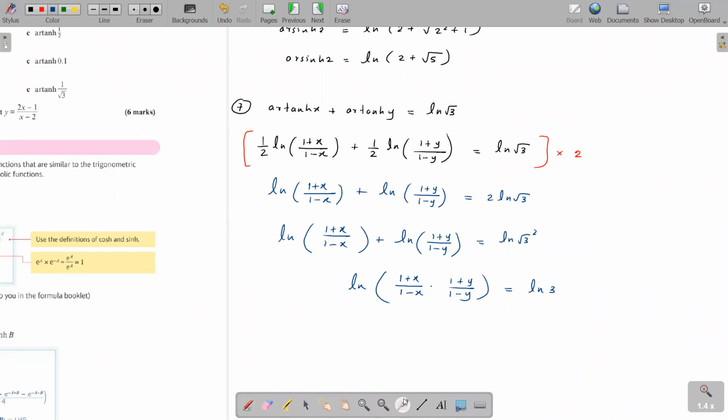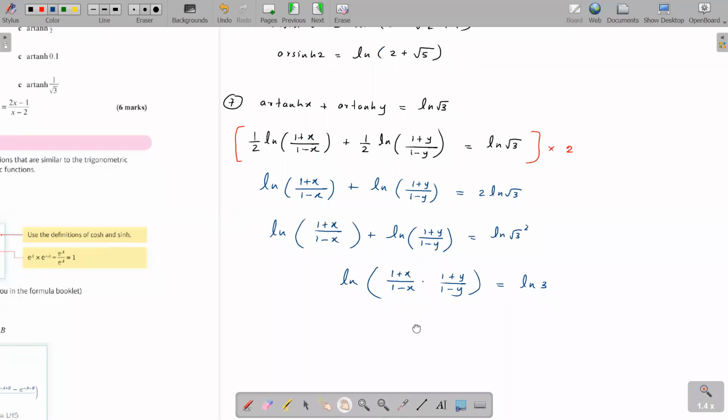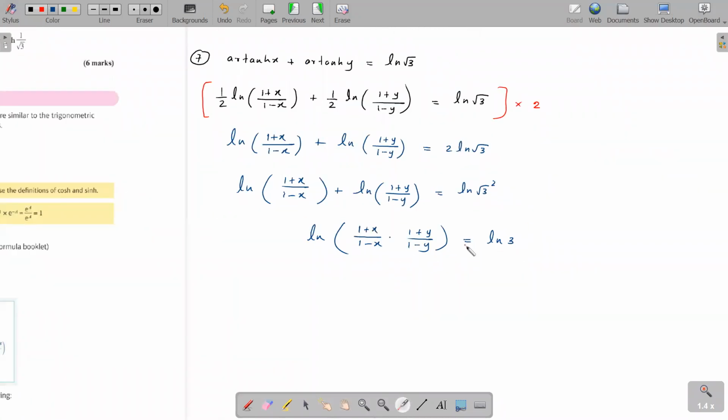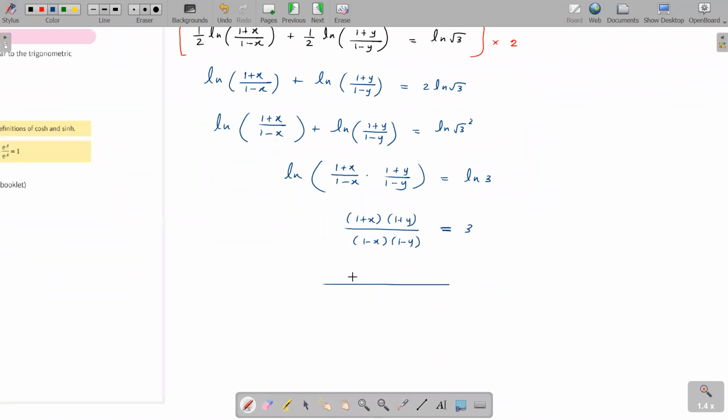Okay, so we come to this point, and now you can see both sides have a natural logarithm, right? So we can compare inside the natural logarithm, and you get (1 plus x)(1 plus y) over (1 minus x)(1 minus y) is equal to, not log of 3, just 3. Why? Because we are comparing the values inside the natural logarithm. So this part is equal to 3. Then we need to expand the bracket because we are supposed to make y the subject.